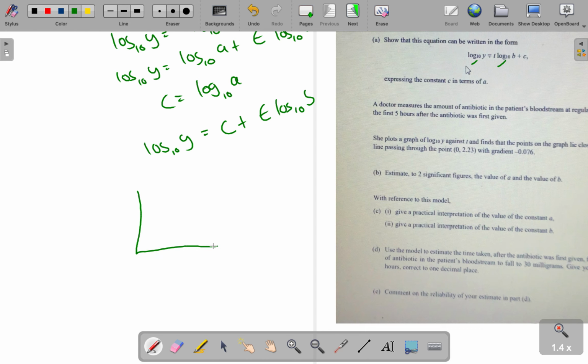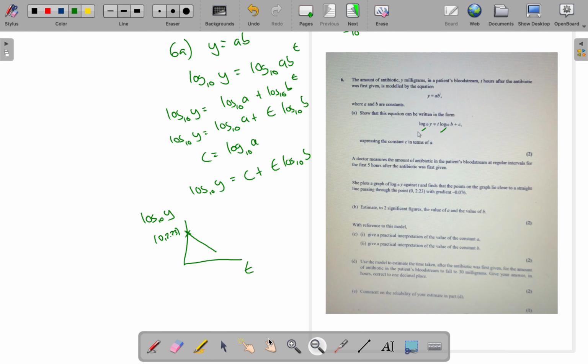To two significant figures. So for this one, we've got a graph of log base 10 y on the y-axis and t on the x-axis. And we're given that it crosses at (0, 2.23), and that it's got a negative gradient. So it goes something like this. So what can we find from here?